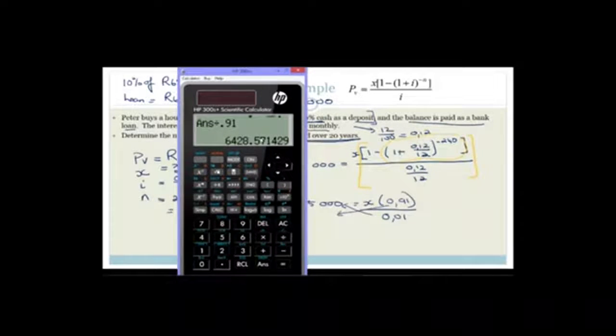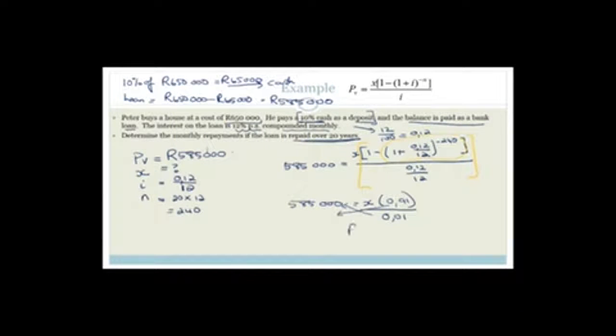Again, remember we look at the third decimal and we see that the third decimal is actually lower than 5, so therefore it stays the same. So it's R6,428.57. And that's how much he has to pay per month on his bond, which isn't actually that bad if you see that he's got a 650,000 rand house. Okay, so that is the one way of doing it.